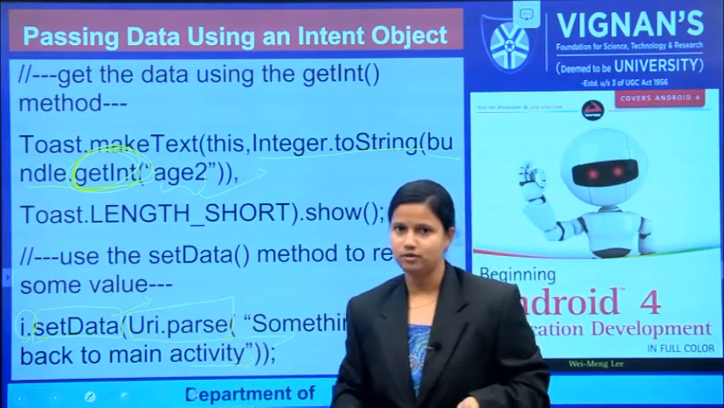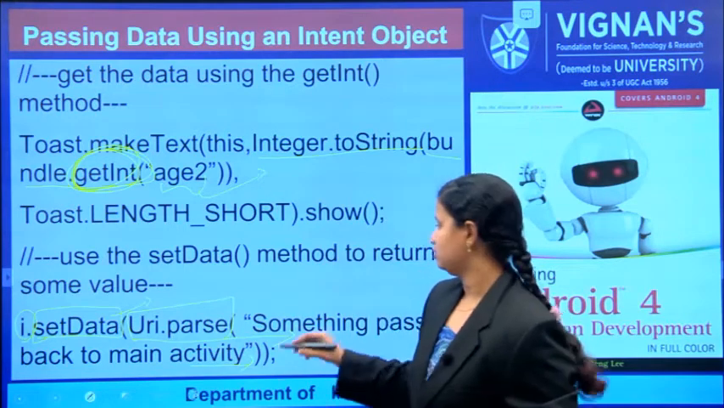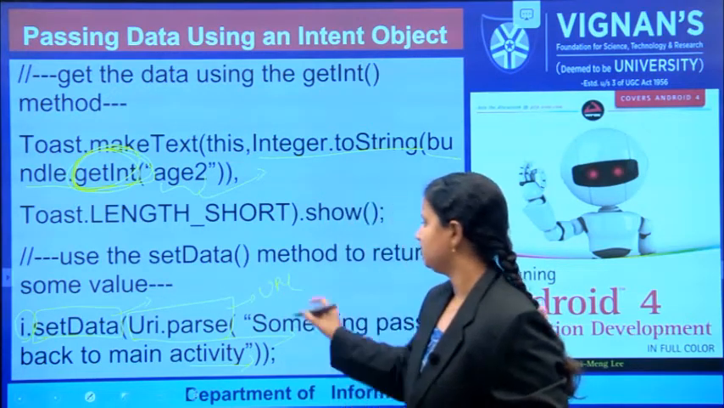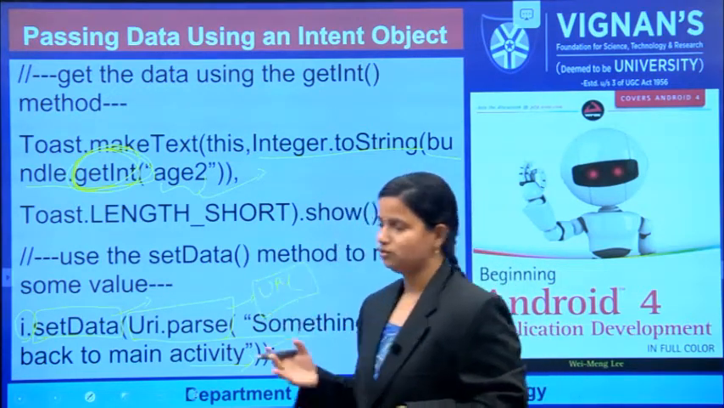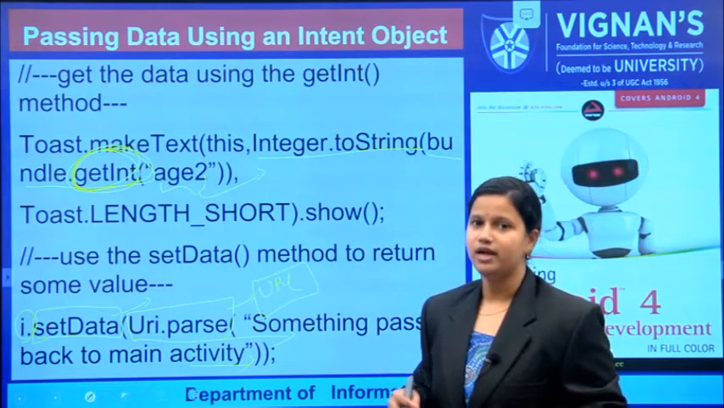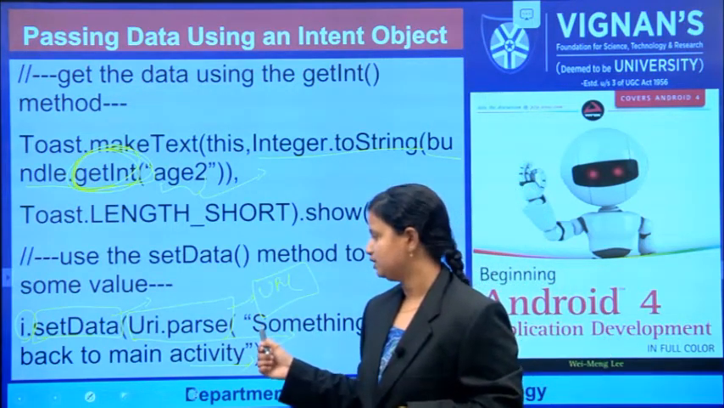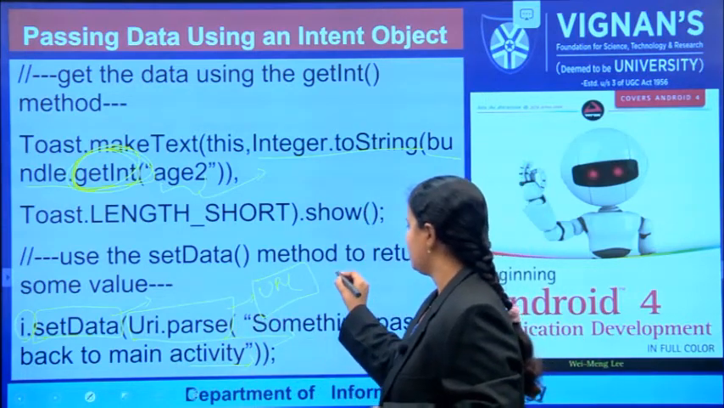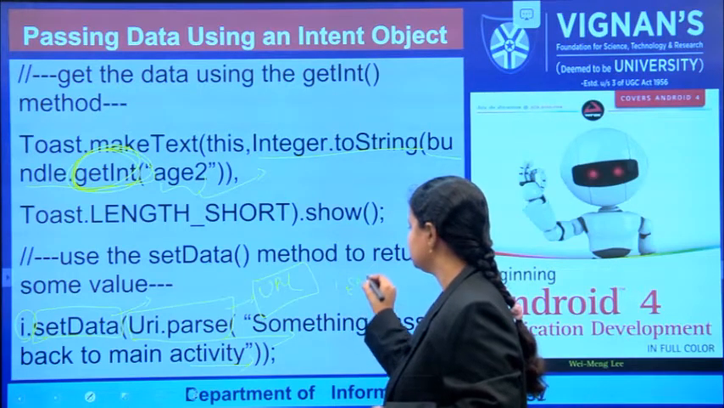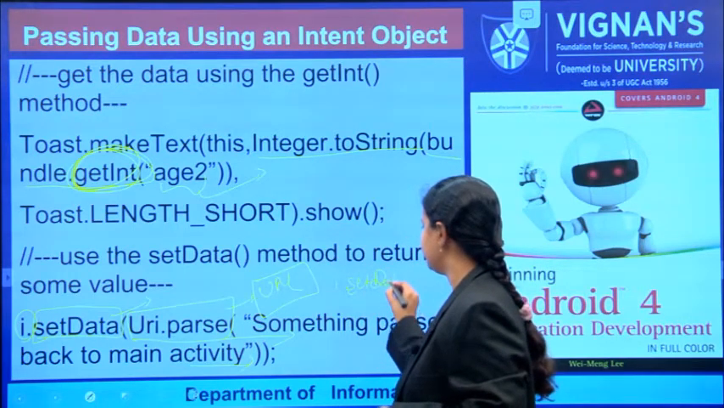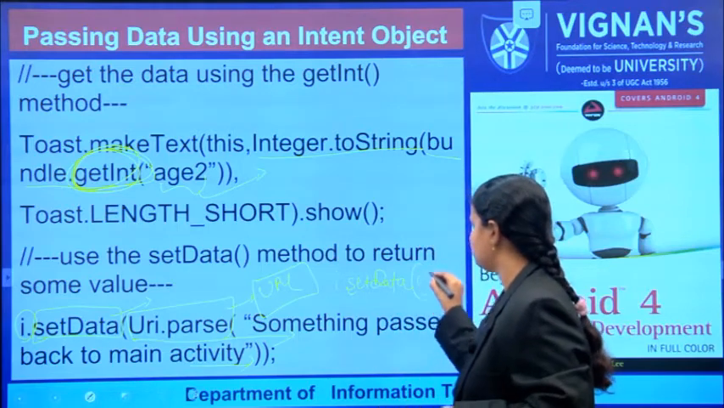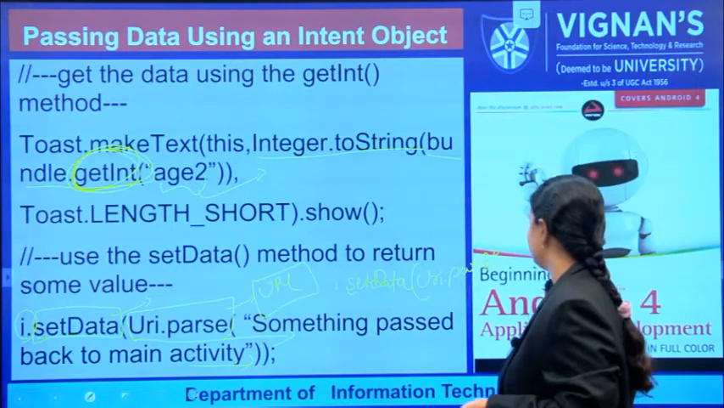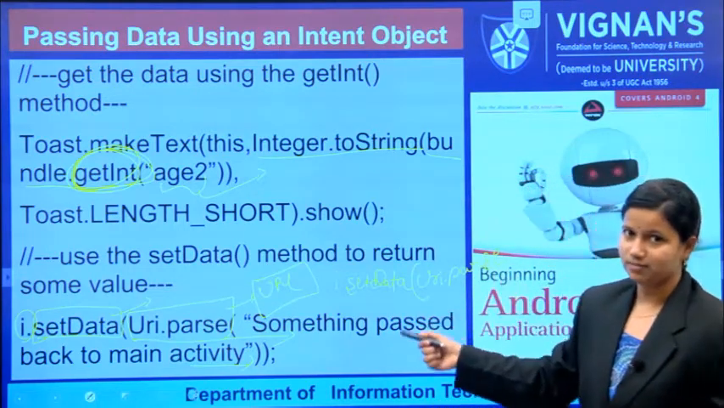So what is this Uri.parse? It will automatically take the corresponding information from the URL, that is, from the browser. For example, you write i.setData, that means we have to set the information. Within that we specify Uri.parse. Uri.parse means the information contents are taken from the URL.